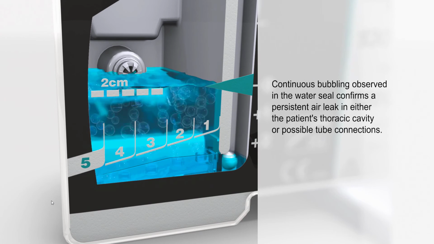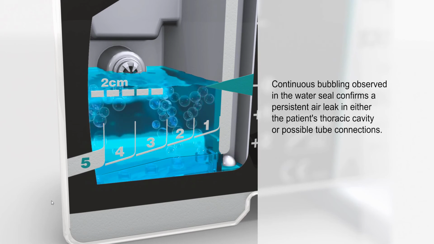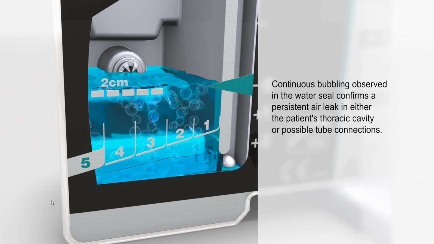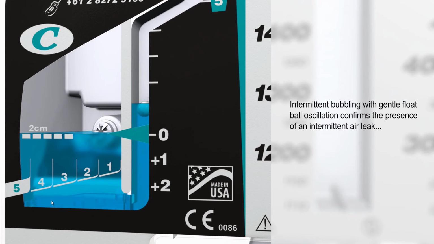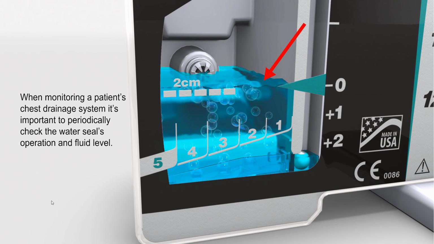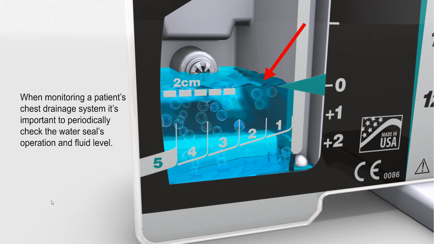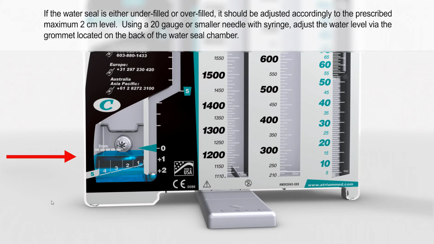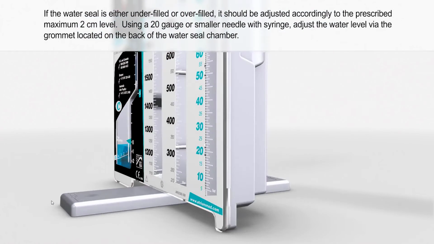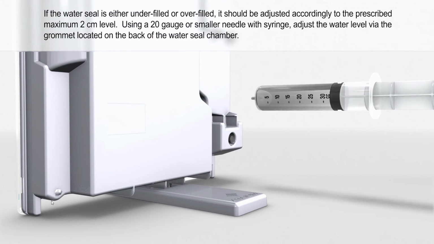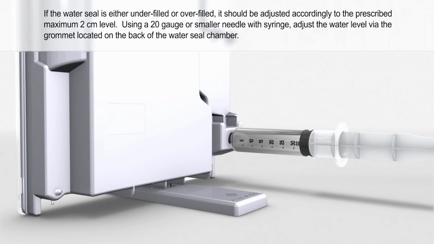Continuous bubbling in the water seal confirms a persistent air leak in the patient's chest cavity or tube connections. Intermittent bubbling confirms the presence of an intermittent air leak. When monitoring the system, it's important to periodically check the water seal level. It should be at 2 centimeters at all times. If it's underfilled or overfilled, it can be adjusted via the grommet on the back, where sterile water can be inserted or removed if it's overfilled.